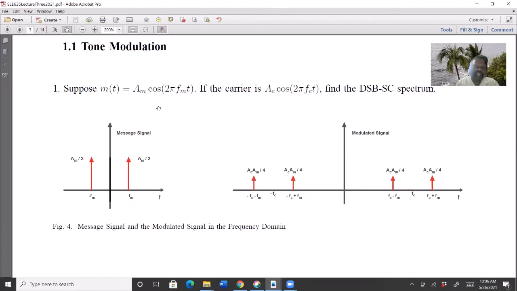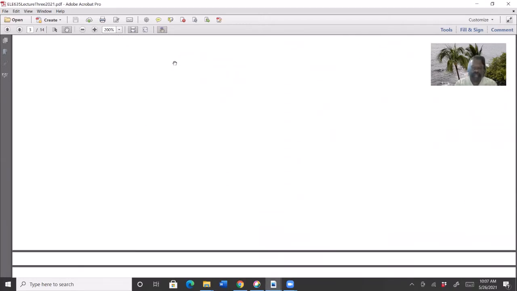The spectrum of this is simply two delta functions, one at FM and one at negative FM. You know this from the Fourier table or from signals and systems, and it is this magnitude divided by 2. Don't forget that. And then according to our theorem, this spectrum gets multiplied by AC and then gets shifted to plus FC and negative FC. So you get ACM over 4 here and ACM over 4 on the other side, and then the same thing around negative FC. So this is called tone modulation. You have to remember the terminology.